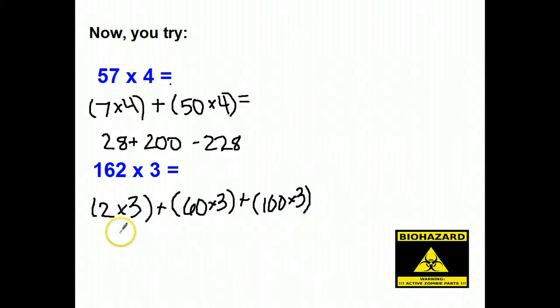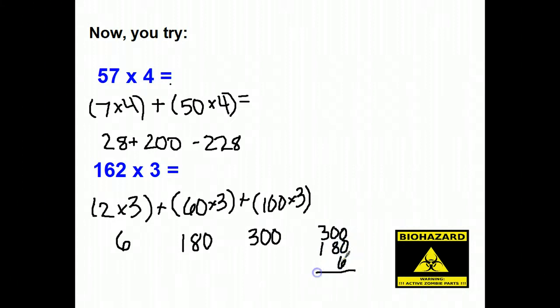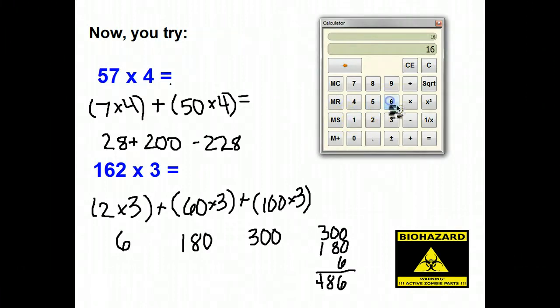This is properly zombified. 2 times 3 is 6. 6 times 3 is 18, so 60 times 3 will be 180. And then 100 times 3 is 300. Just need to add those up. 300, 180, and 6. 6 and nothing is 6. 8 and nothing is 8. 3 plus 1 is 4. I'm getting a total of 486. Let's check. 162 times 3 gives me 486. We have got this nailed.